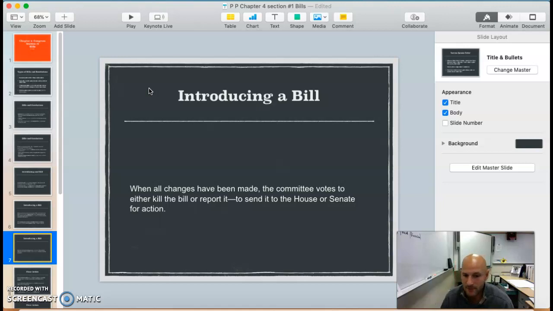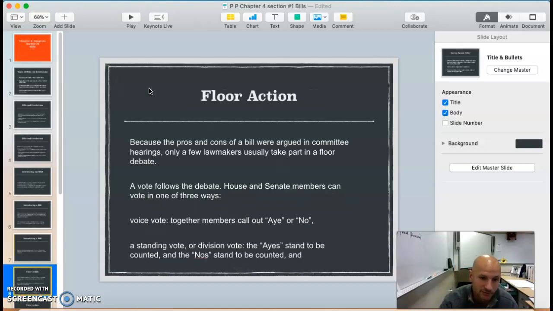When all changes have been made to the bill, the committee then votes. So we're talking about a group of maybe 10 to 12 senators or House of Reps members that sit on a committee. They vote on it to either send it to the House or the Senate for action or kill it. And it could be killed right there in the committee and go back to being proposed again some other time. So it takes a lot. Like I said, less than 10% of them actually get voted on and actually get passed.